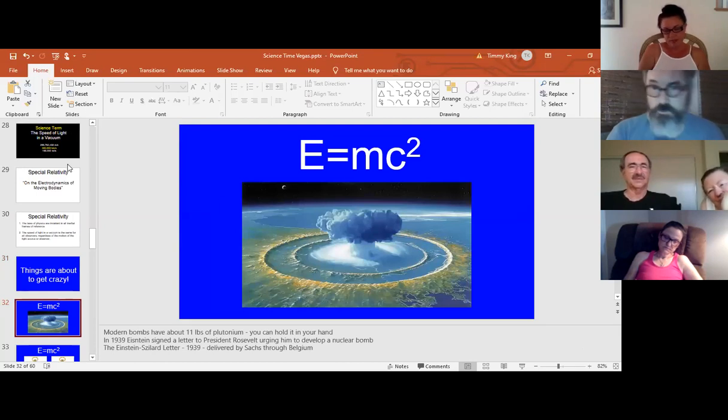So with that, let's start with E equals mc squared. One of the things that you probably already guessed about the outcomes of E equals mc squared is an atomic bomb. That you can take 11 pounds of plutonium, which basically is enough to fit in your hand, and you can destroy an entire city. Because with those 11 pounds of plutonium, you take the mass of that and you convert it into energy, and you've got an atomic bomb and you're destroying a city.